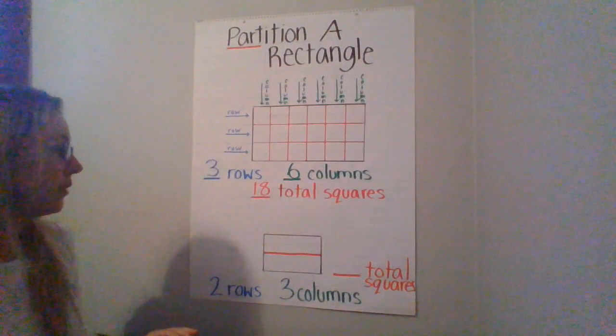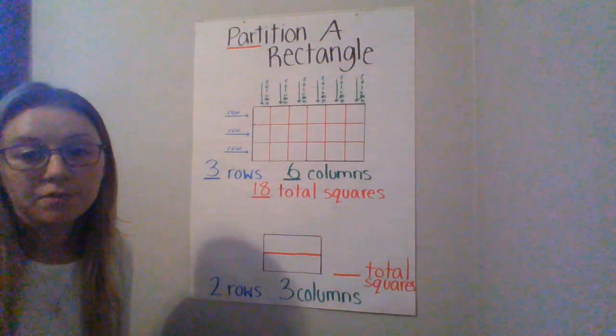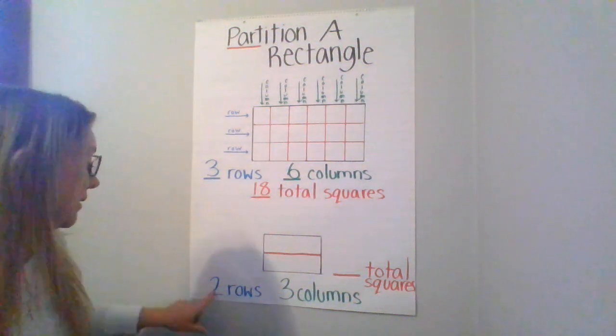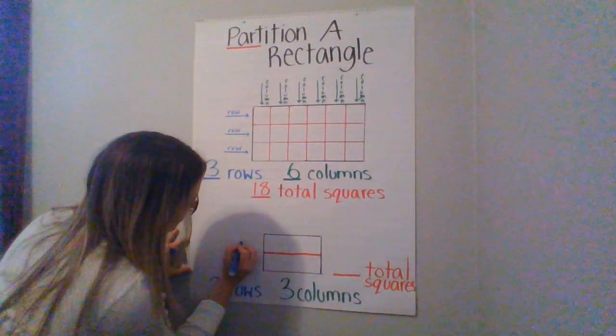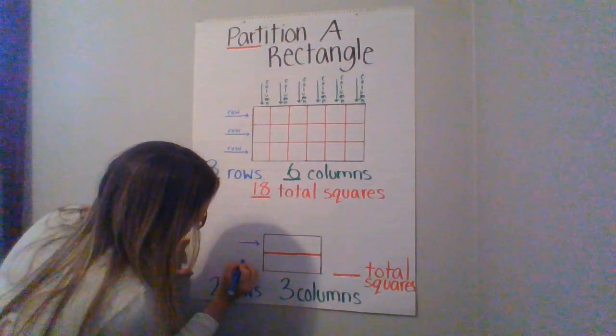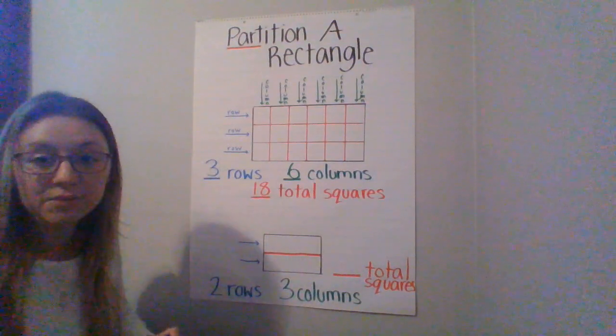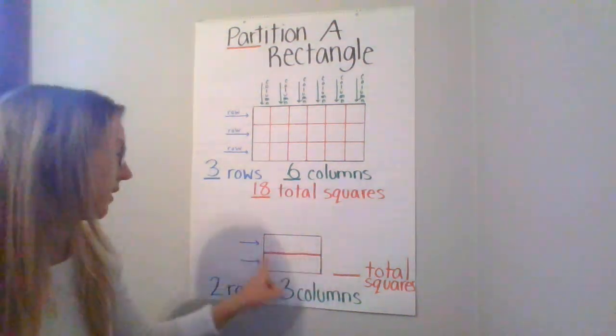Okay, so I drew a line right through the middle of my rectangle. And now you can see I have 2 rows. 1, 2. 2 rows going side to side.